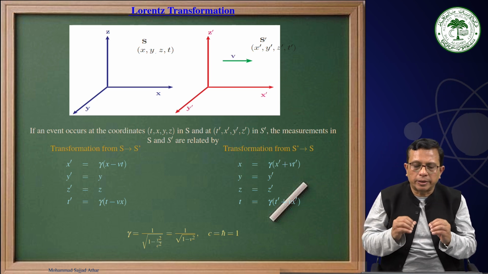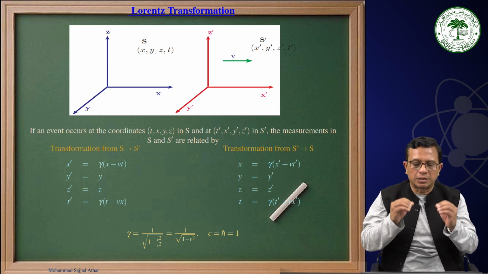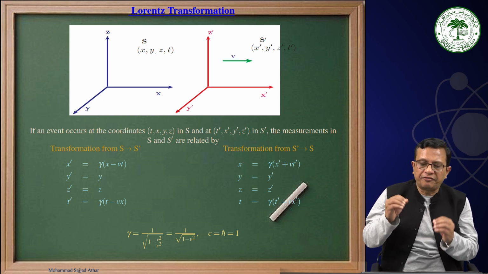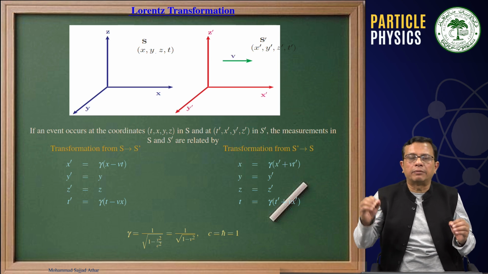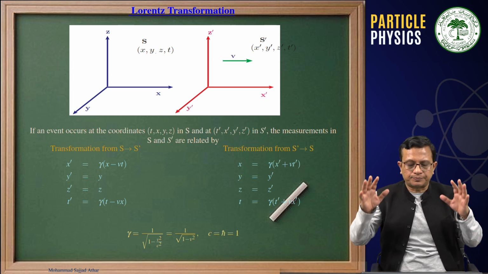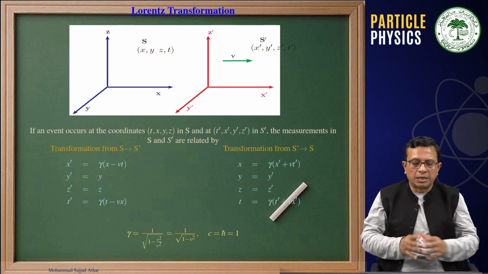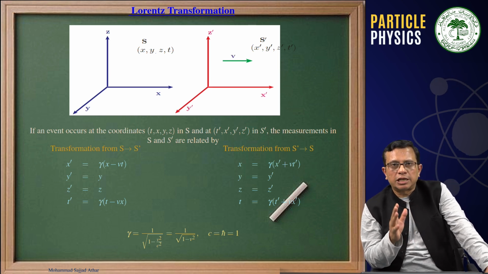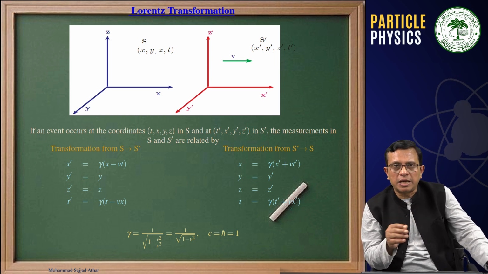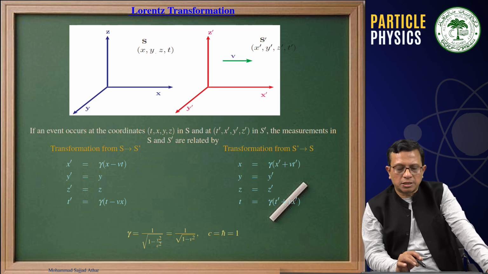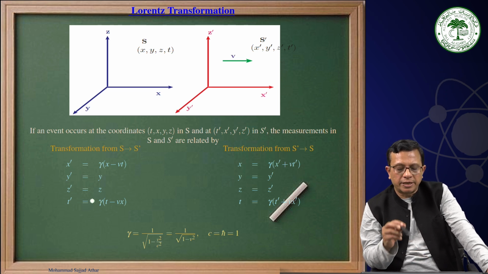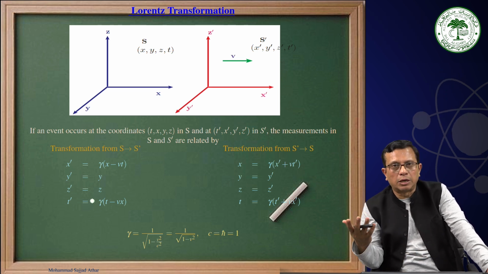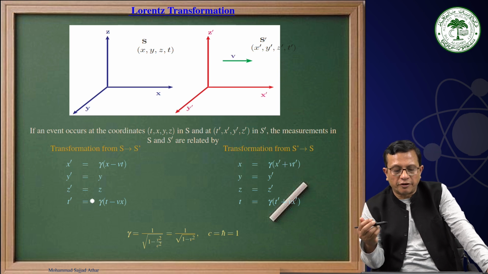Therefore, what is important is that we have two frames of reference, S and S prime. If S prime is moving with a velocity v, and we want to observe an event, then the coordinates x, y, z, t are related to x prime, y prime, z prime and t prime through a Lorentz transformation, where x prime is gamma (x minus vt), y prime is y, z prime is z, and t prime is gamma (t minus vx), well-known results of the special theory of relativity.